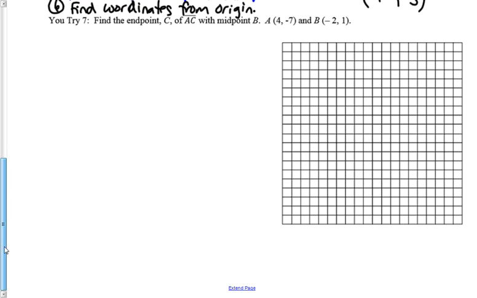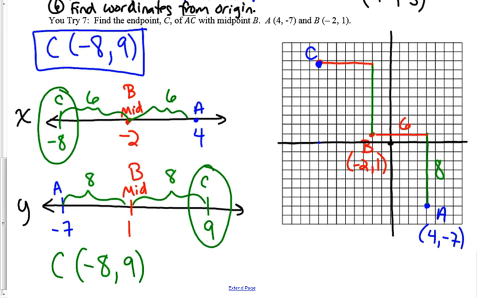Finally, we have one more problem for you to try. Number 7, and again, you're doing the same thing. You're welcome to use the graph or not use the graph, whichever method you like. When you're finished, go ahead and hit pause, and then press play and see if your answer is correct. So the endpoint C is at -8, 9. Again, if you got that correct, you're finished with the video. You have finished your first video lesson. If not, you need to pause the video and see what you can do to correct it.